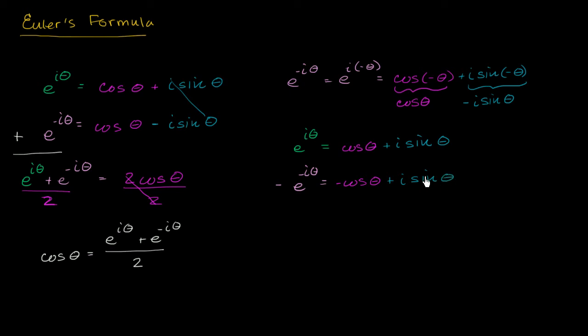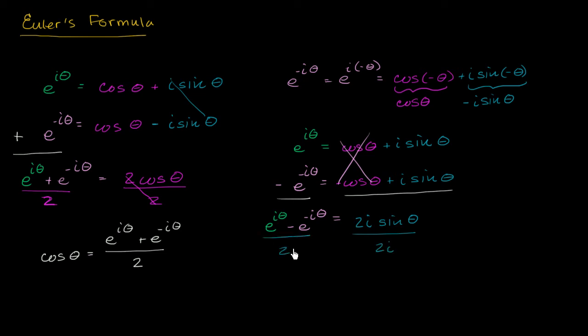So plus i sine theta. And so we are left with, when we do the subtraction, on the left-hand side, e to the i theta minus e to the negative i theta, is equal to, this cancels out, and we're left with 2i times sine theta. If we want to solve for sine theta, we divide both sides by 2i. And we are going to be left with sine theta is equal to this business right over here.